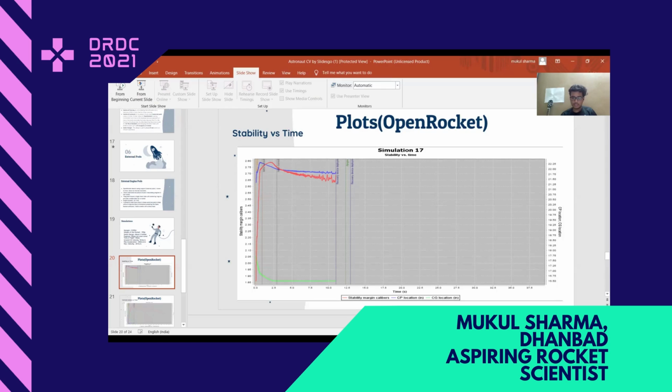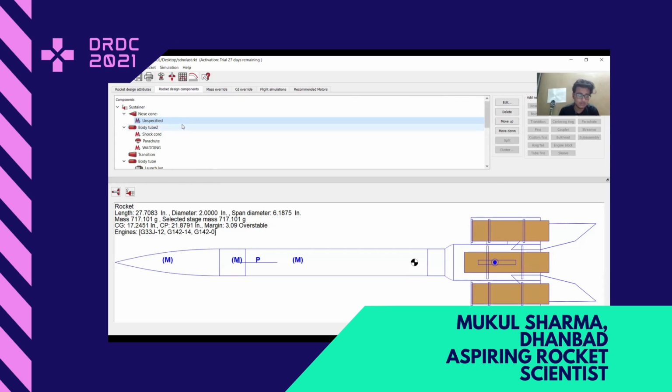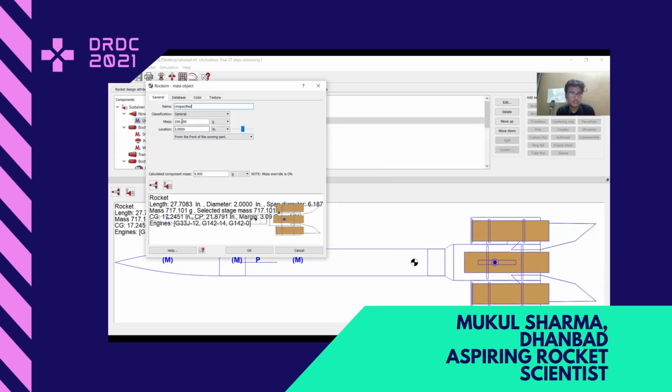Let's see what Rocksim tells us. So what I did is I exported the same file to Rocksim as an .rkt file because I thought that OpenRocket isn't giving me really good simulations. This is what the same rocket looks like in Rocksim. You can see mass is 100 gram and all things are the same.